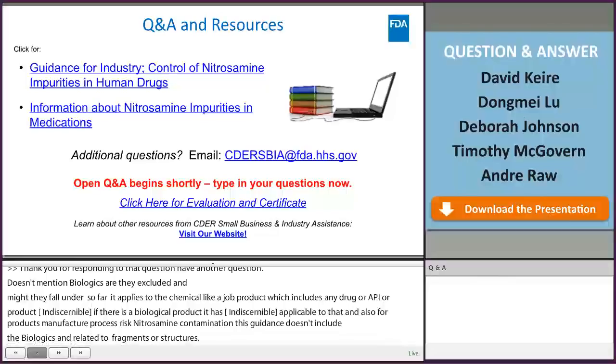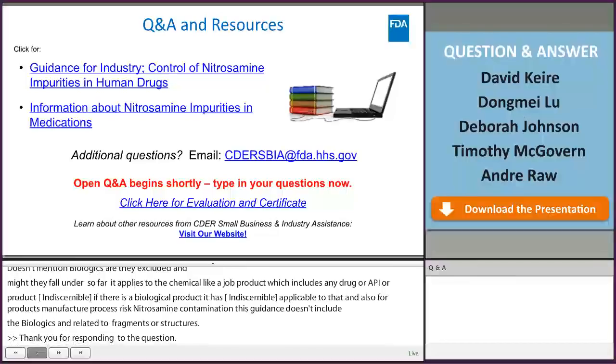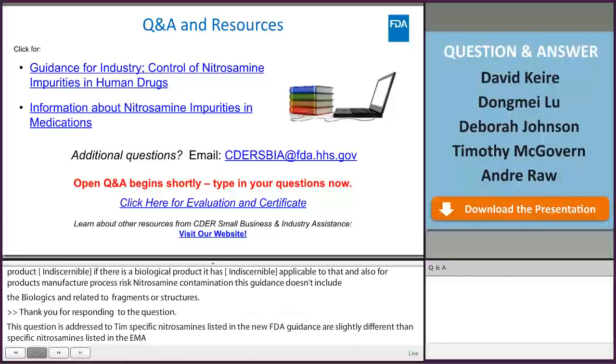This question is addressed to Tim. The specific nitrosamines listed in the new FDA guidance are slightly different than the specific nitrosamines listed in the EMA and USP guidances. How did the FDA select these specific nitrosamines, and are these the nitrosamines companies will be expected to test for in the future?